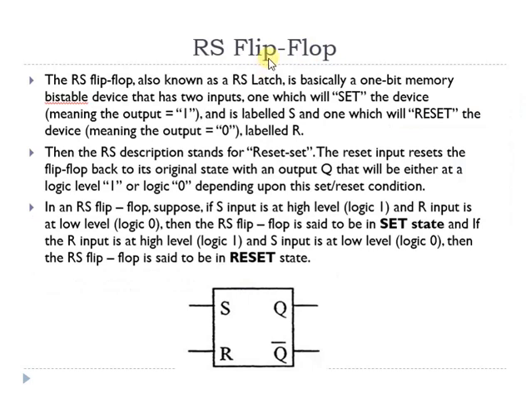The RS flip-flop without a clock signal is also called an RS latch, which can be considered one of the most basic sequential logic circuits possible. This simple flip-flop is basically a 1-bit memory bistable device that has two inputs: one which will set the device, where the output Q will be 1, labeled S, and one which will reset the device, meaning the output Q will be 0, labeled R.